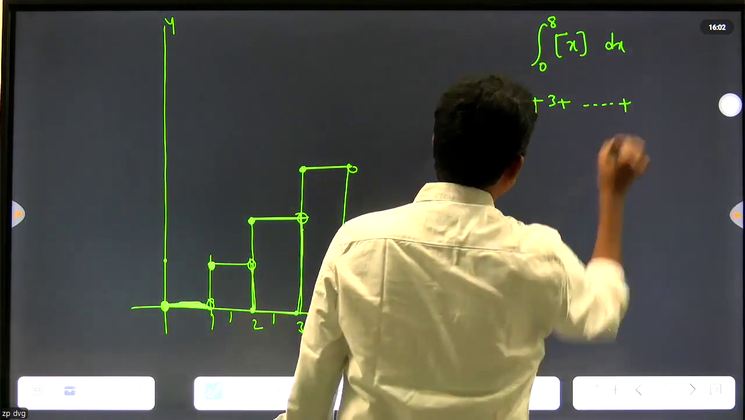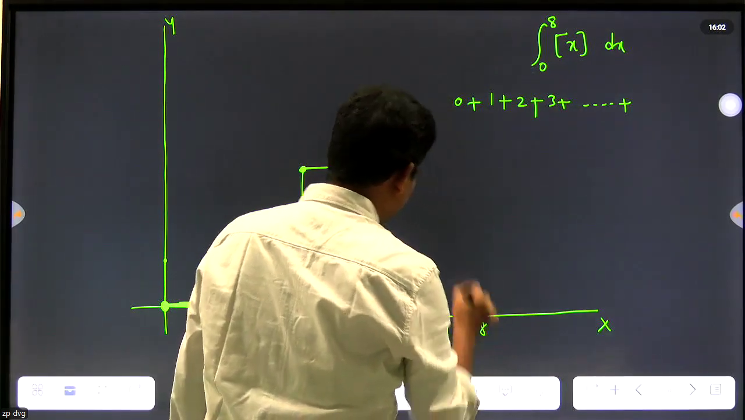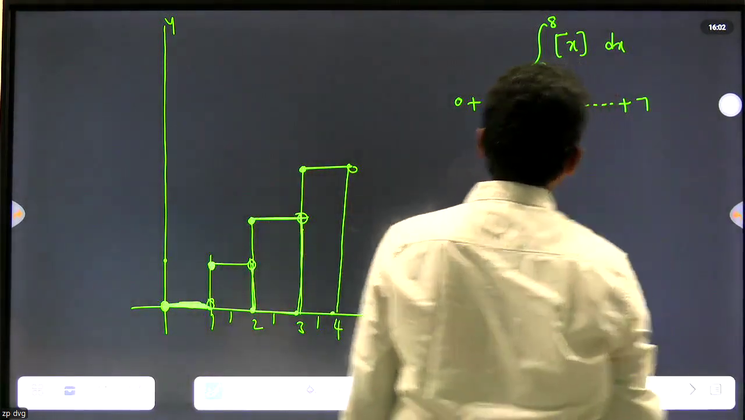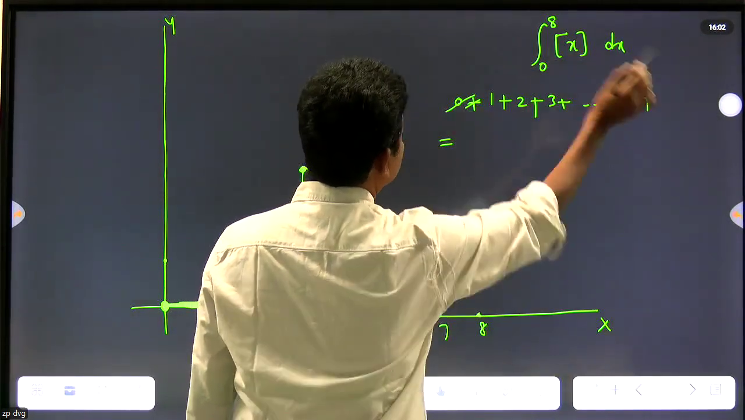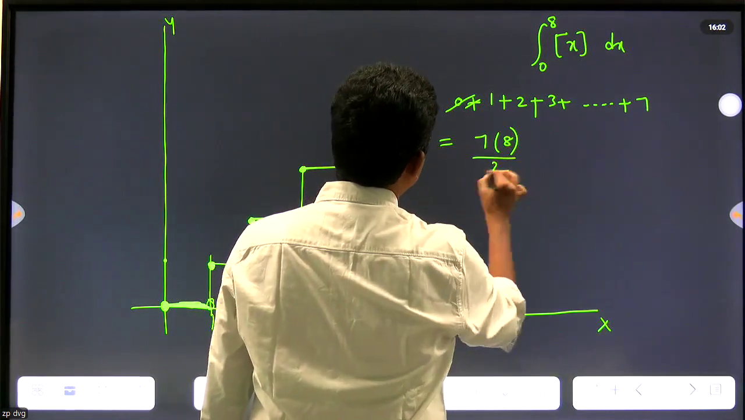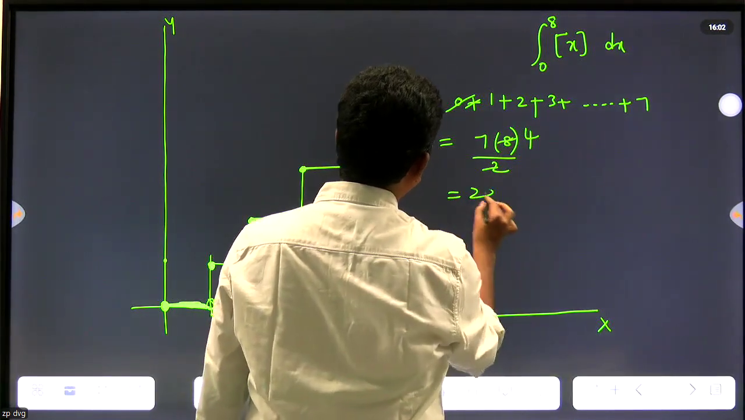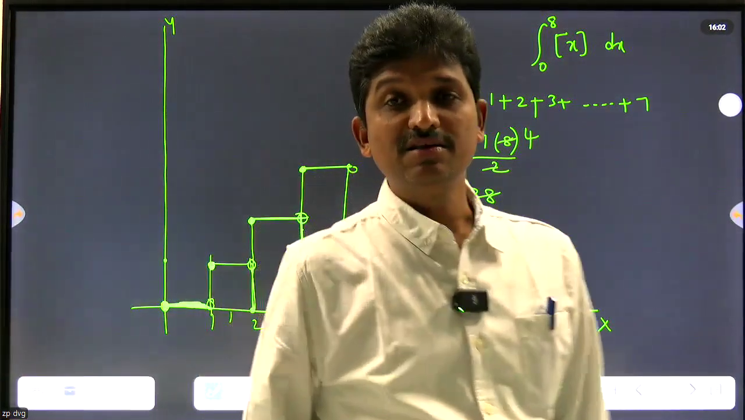If we continue like this, at the end, what will you get? 0 to 8. At the end, if you take up to 7, you will get, right? So this is excluding this 0. This is the sum of the first 7 natural numbers formula, n into n plus 1 by 2, right? 7 fours are 28. I hope you understand this integration.